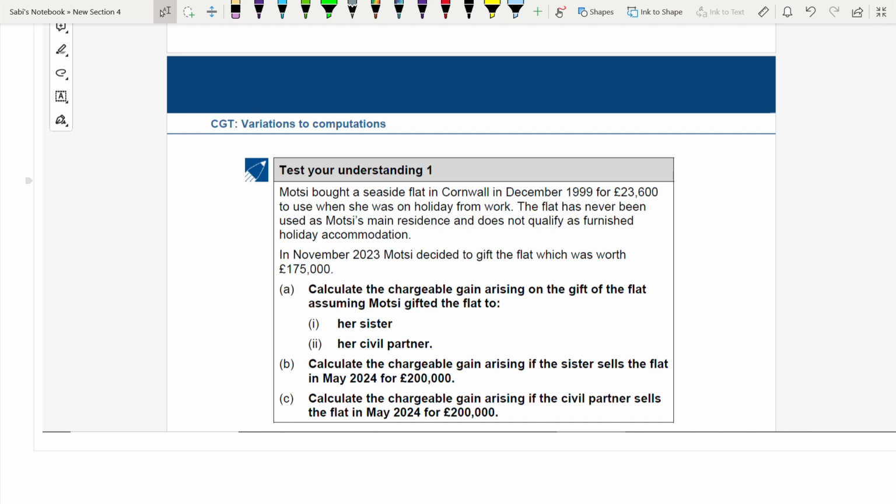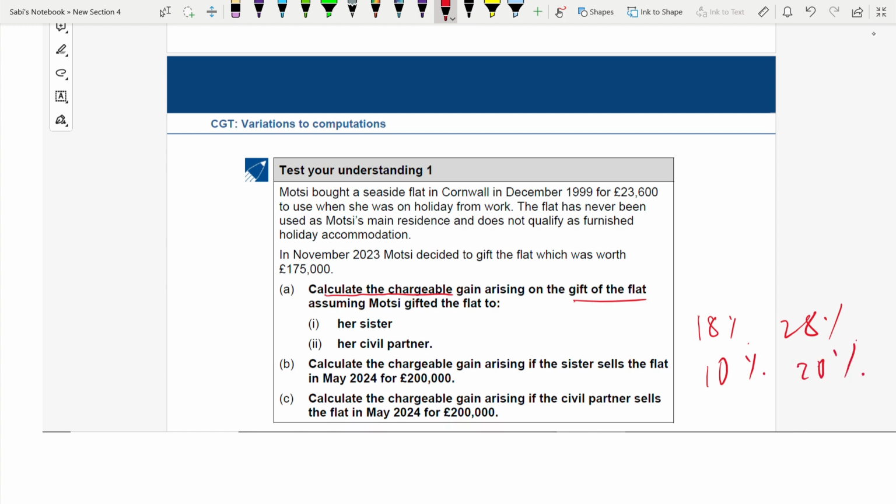Test your understanding 1. Here we have three requirements, A, B and C. A: calculate the chargeable gain if the gift is of the flat. Please always understand the nature of the good. Is it residential or non-residential? Because the capital gains tax rates are different. As I told you in my earlier lecture, lecture 8, for residential the lower rate is 18% and the upper is 28%. For non-residential, the lower is 10% and the higher is 20%.